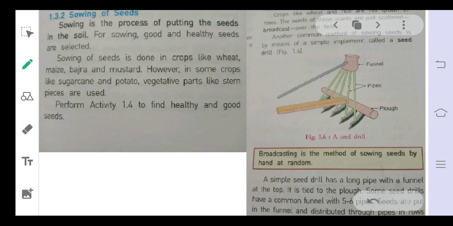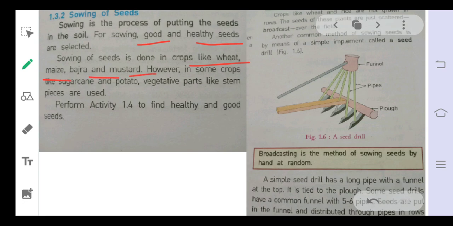So before sowing the seeds, the first step is to select good quality seeds, because if the seeds are not of good quality, they will not be able to survive in the soil, and their production is also less. So the seeds should be of good quality. Good and healthy seeds should be selected. And sowing by seed is done in crops like wheat, maize, bajra, mustard, etc.